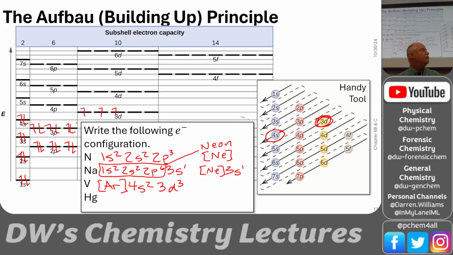Let's do mercury. Look how far that is. That's 80 electrons. If we didn't use the noble gas core, that would be a mess. 1s2, 2s2, all the way up for 80 electrons to get to mercury. Okay, but mercury's pretty easy if we use the noble gas core. So it's element number 80. So what's the previous noble gas? Xenon. Okay, good. You see that? And so we have xenon.